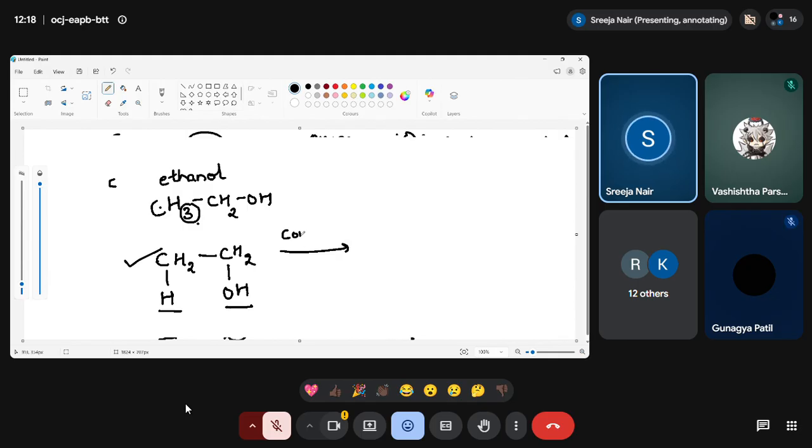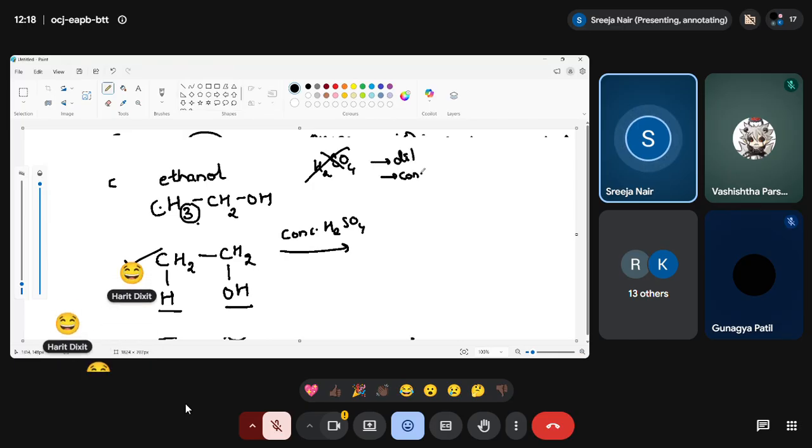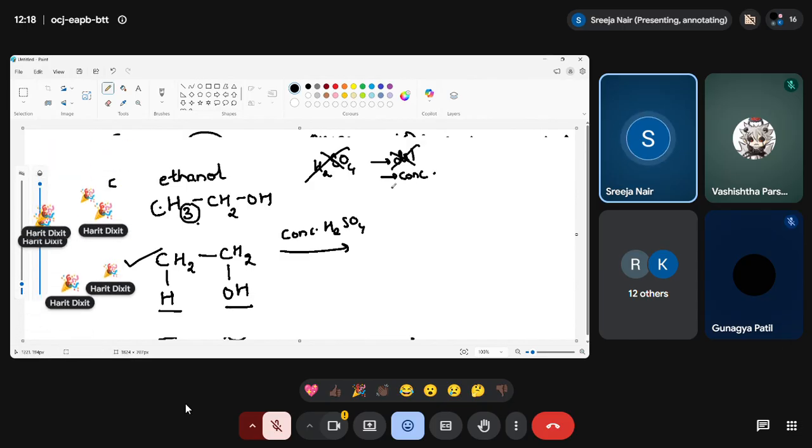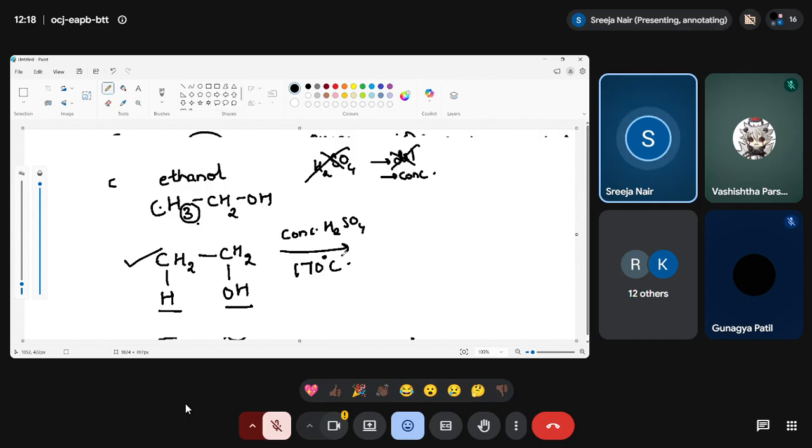When you are taking concentrated sulfuric acid, very important, if you just write sulfuric acid, you will get 0. Sulfuric acid can be in the diluted form or the concentrated form. When you take dilute sulfuric acid, nothing happens. It should be concentrated sulfuric acid at 170 degrees C. This dehydrating agent you can use, or you can use Al2O3 at 350 degrees C.